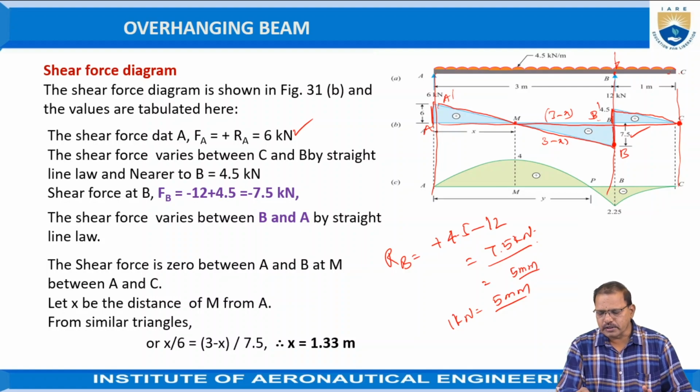Here, because we are taking similar triangles, X by 6 is equal to 3 minus X divided by 7.5. From this relationship we get X equal to 1.33. That means at a distance of 1.33 the beam possesses the maximum bending moment.